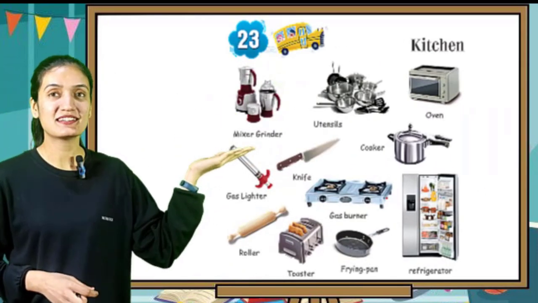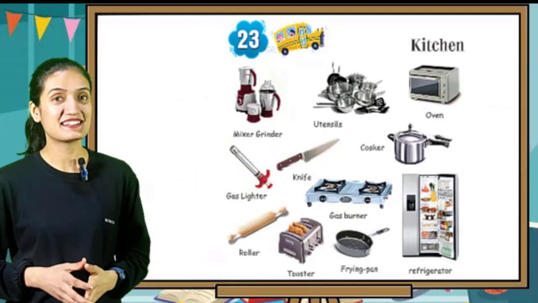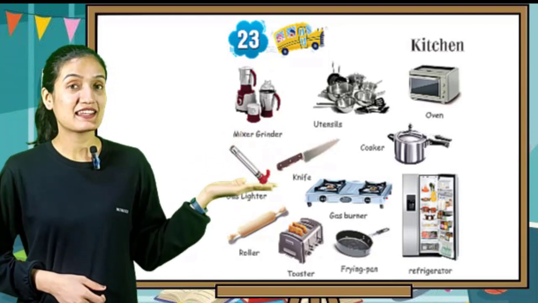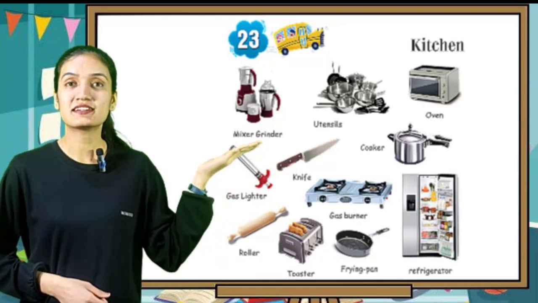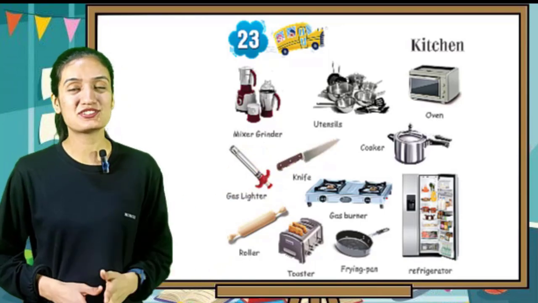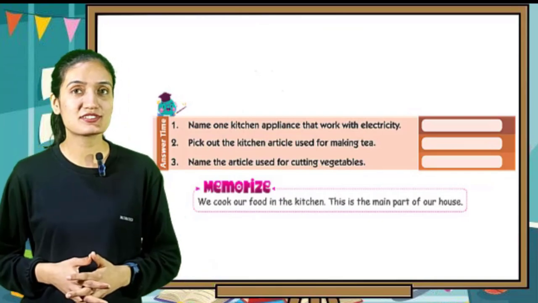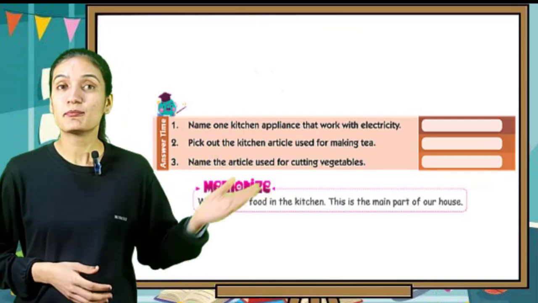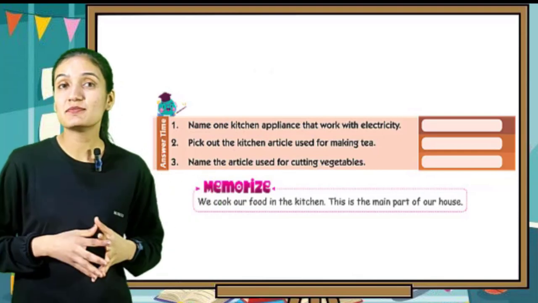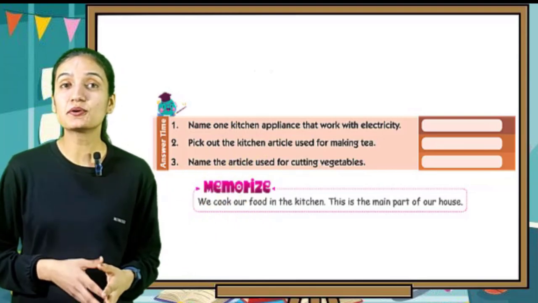Chapter number 23, Kitchen. Here are some items which we find in the kitchen. Those are mixer grinder, utensils, oven, gas lighter, knife, cooker, gas burner, roller, toaster, frying pan, refrigerator. Now, answer time. Name one kitchen appliance that works with electricity. Toaster. Pick out the kitchen article used for making tea. It is pan. Name the article used for cutting vegetables. Knife.